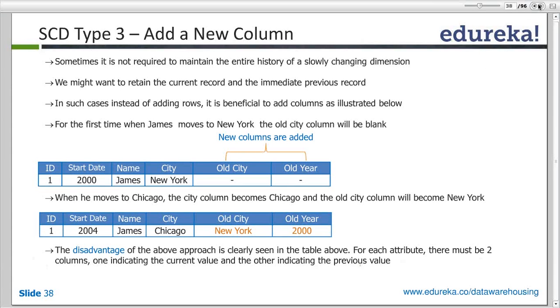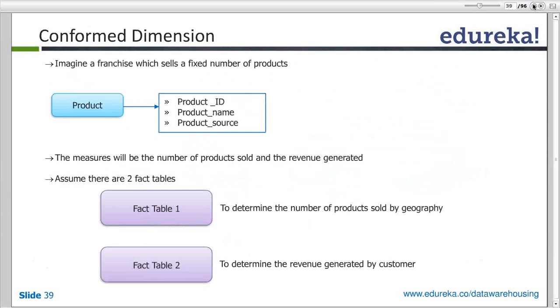With this we have finished the slowly changing dimensions, and we have types of dimensions from now on. A conformed dimension is a dimension which does not change. Like, okay, I will take an example, right?